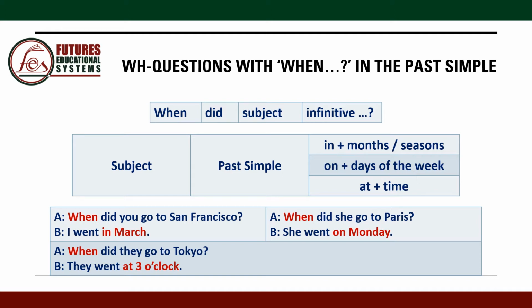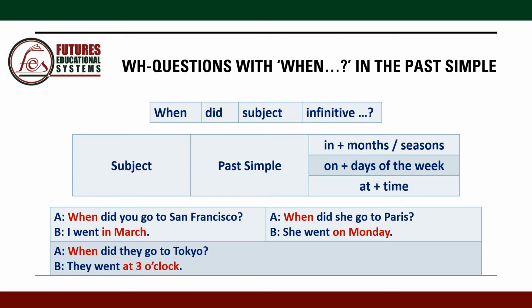Let's look at the examples. When did you go to San Francisco? I went in March. In March is the answer to the question word when. When did she go to Paris? She went on Monday. On Monday is the answer to the question word when. When did they go to Tokyo? They went at 3 o'clock.